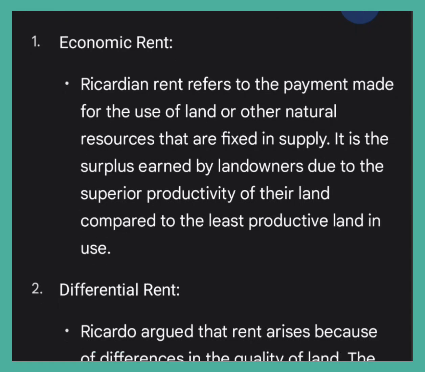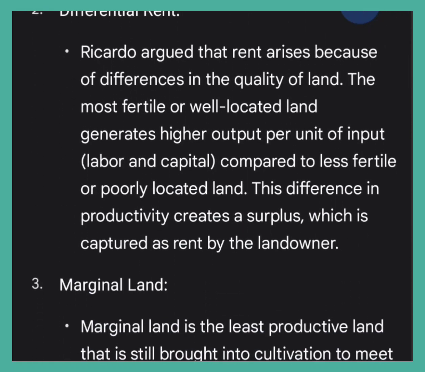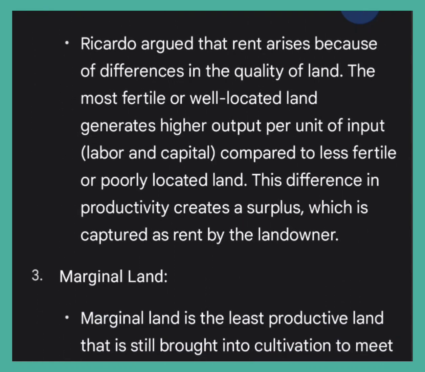2. Differential rent. Ricardo argued that rent arises because of differences in the quality of land. The most fertile or well-located land generates higher output per unit of input, labor and capital, compared to less fertile or poorly located land. This difference in productivity creates a surplus, which is captured as rent by the landowner.